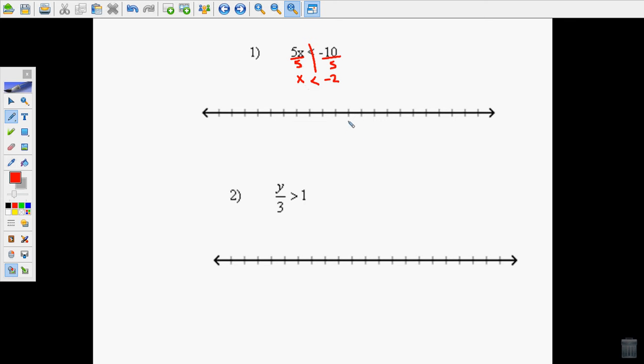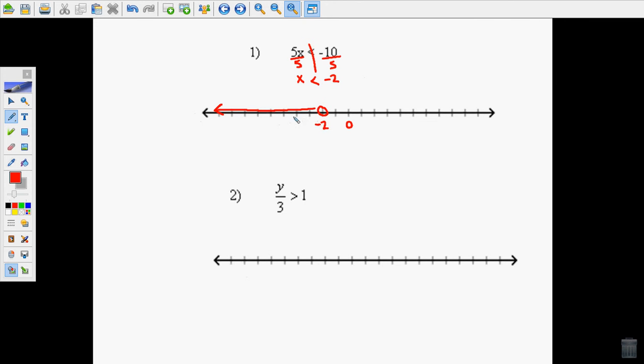Just like before, we're going to graph that on a number line. Here's 0, so negative 2 would be right there. What kind of circle would you have at negative 2, an open circle or a solid circle? You should have an open circle. Is your arrow going to go to the left or to the right? You should have your arrow going to the left. Remember, if you're not sure, look at the inequality sign. If you made an arrow out of that sign, it would be pointing to the left, and that's the direction we want to go here.